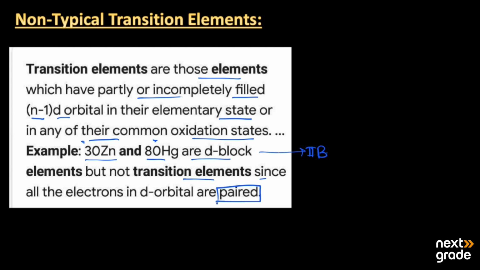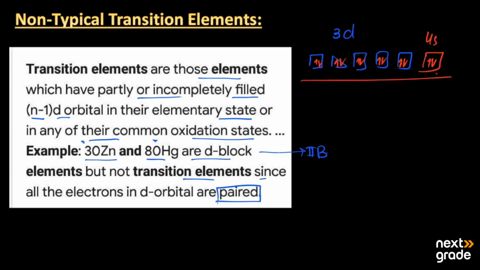If we write the electronic configuration for zinc, its 3d part has 10 electrons, all in paired form. It does not have partially filled orbitals at the end. Here we have the 4s, which also has a paired electron in its valence shell. That's why it can be referred to as a non-typical transition element, because it does not show the properties of the typical transition elements. Like zinc, mercury also shows the properties of the non-typical transition elements.